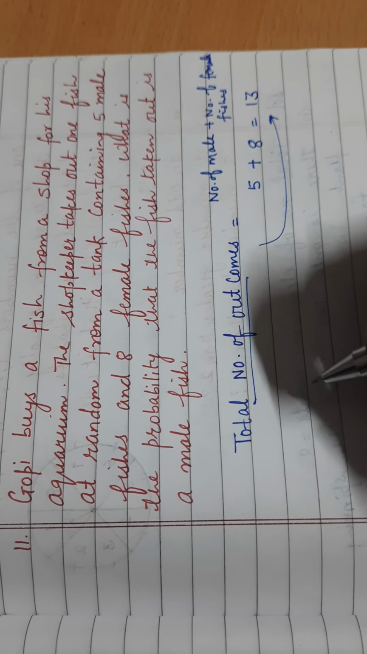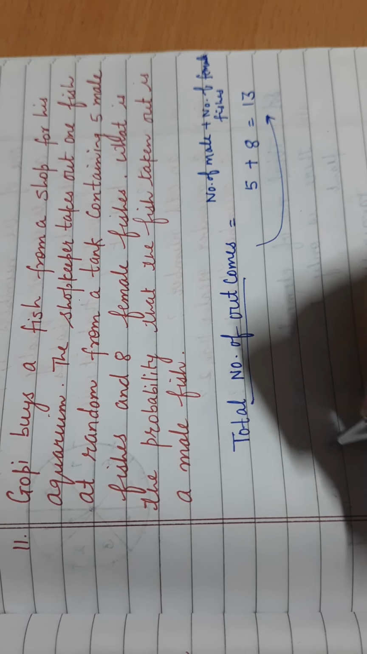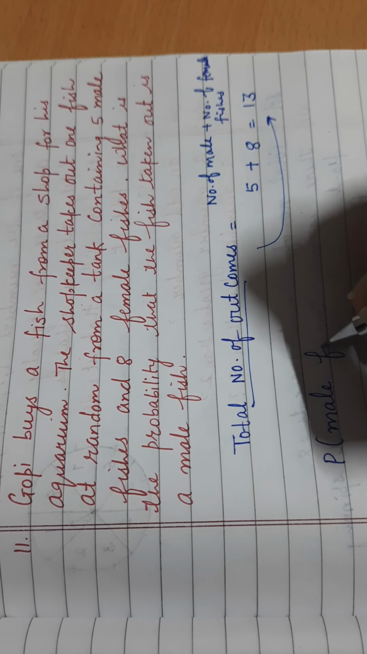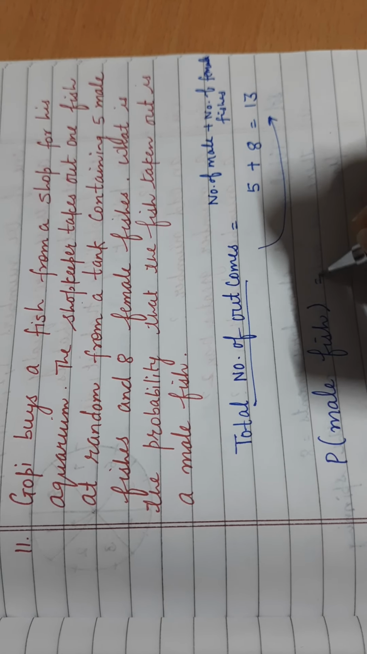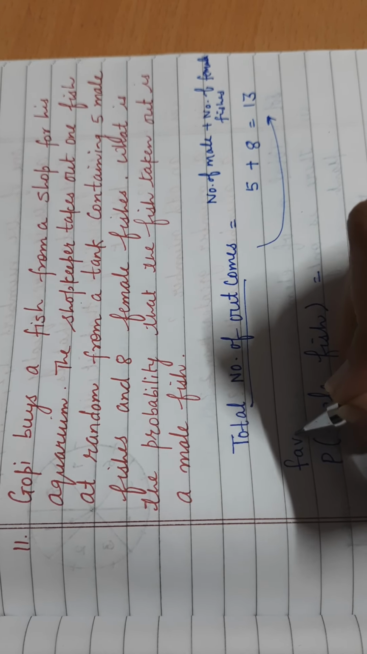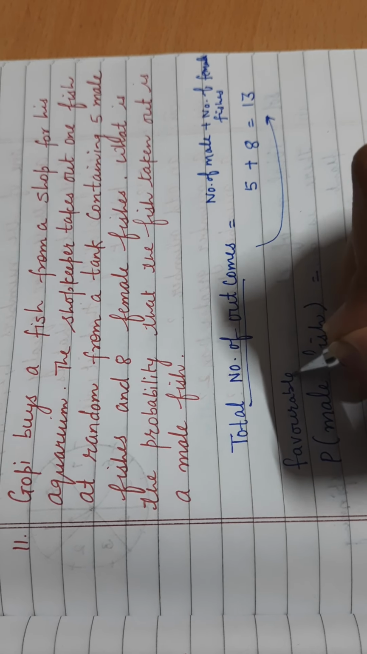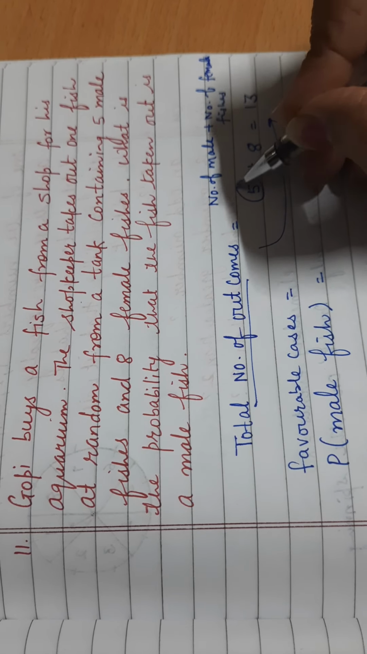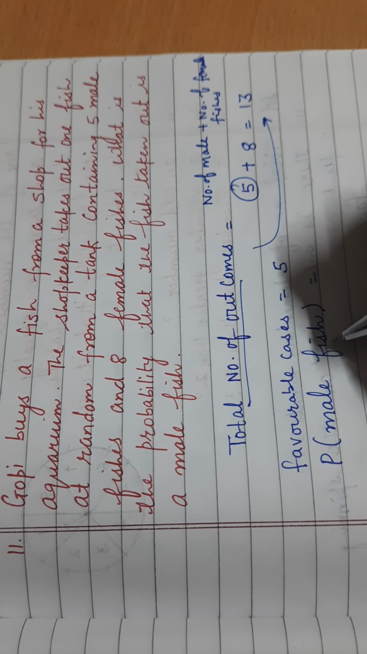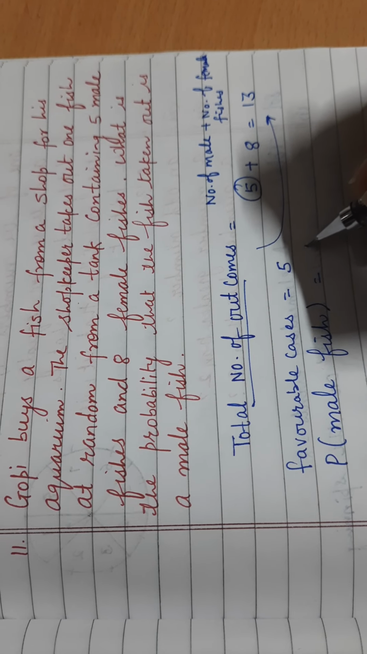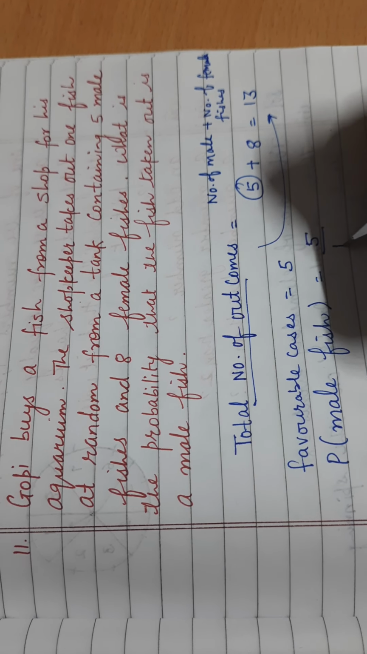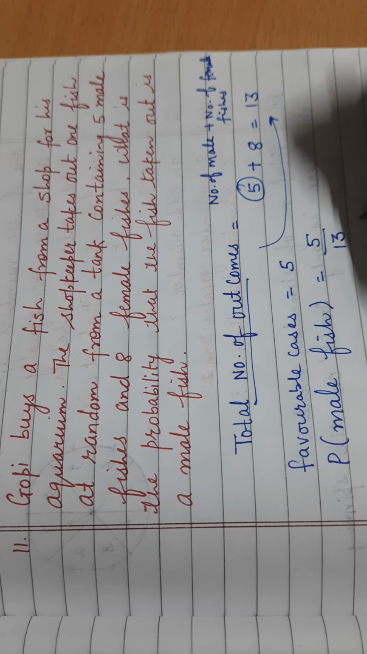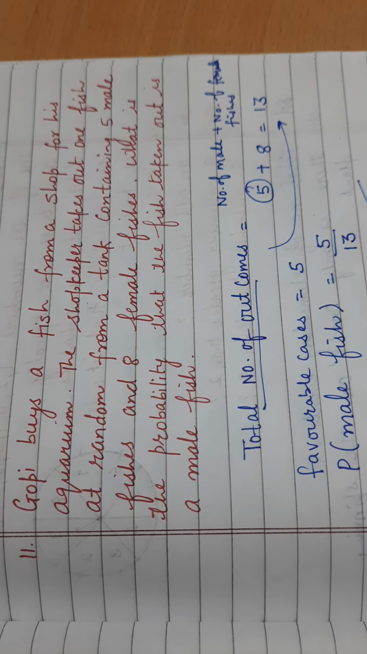Now what are we favoring? We have to find the probability that the fish taken out is a male fish. So we have to find the probability of a male fish. It means the favorable cases will be the number of male fishes, so that is 5. So the probability of a male fish will be 5 divided by the total number of fishes, which is 13. So this is the probability of a male fish.